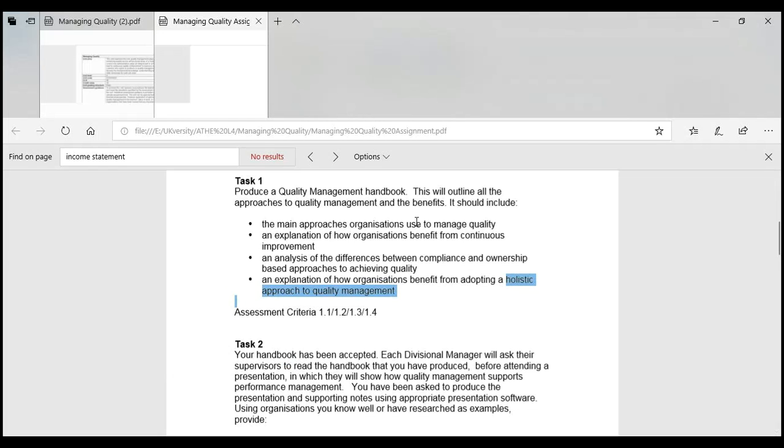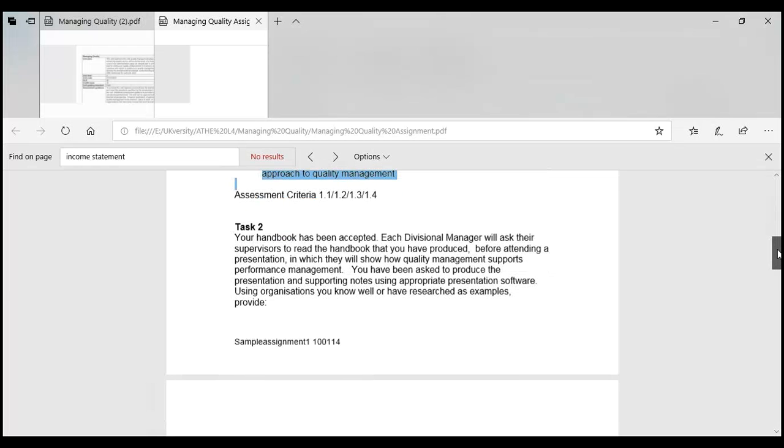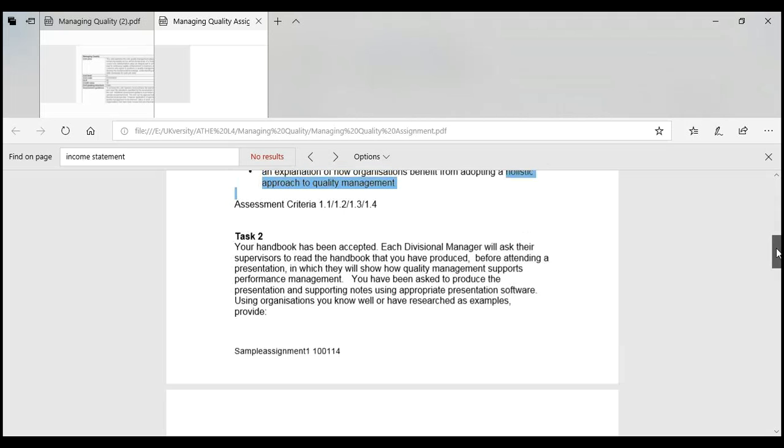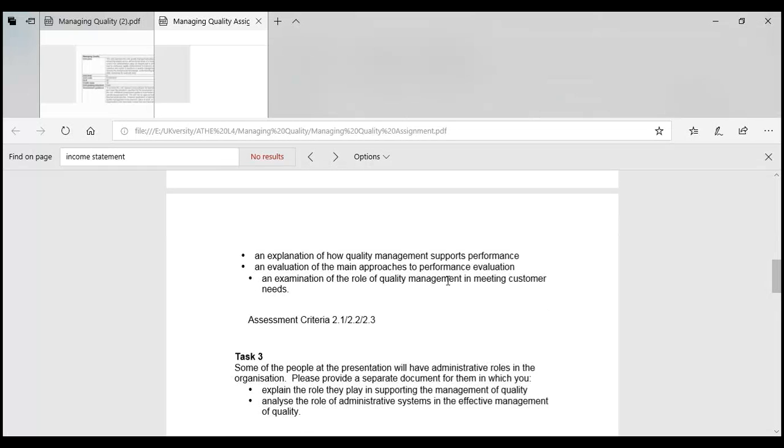Okay, so if we look at lessons 1 and 2, we've covered all the approaches, so we need to make sure we include some references as well. Your handbook has been accepted. Each divisional manager will ask their supervisors to read the handbook you have produced before attending the presentation, and how quality helps to improve performance management. So your presentation should be supported using appropriate presentation software, and we can use PowerPoint slides, where we can explain quality and performance.